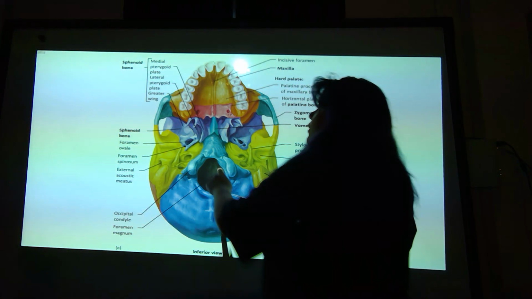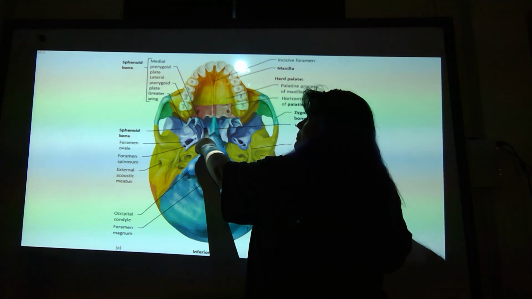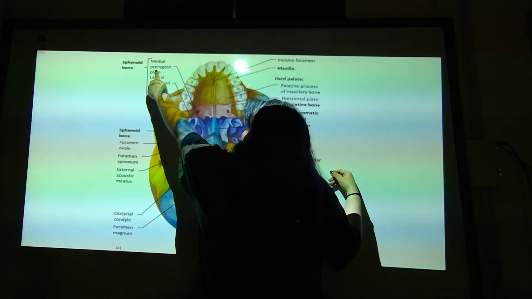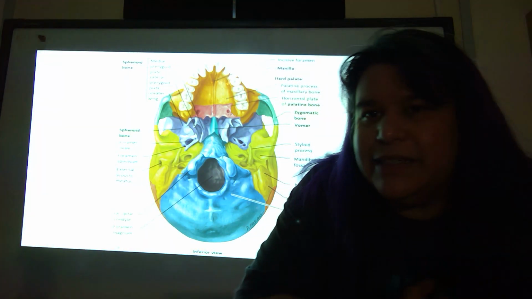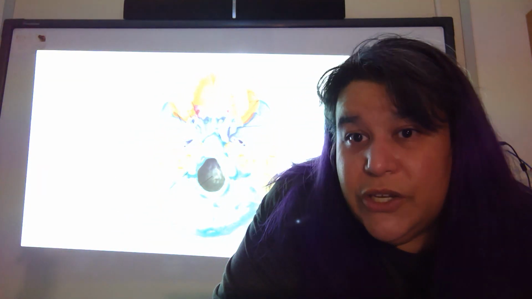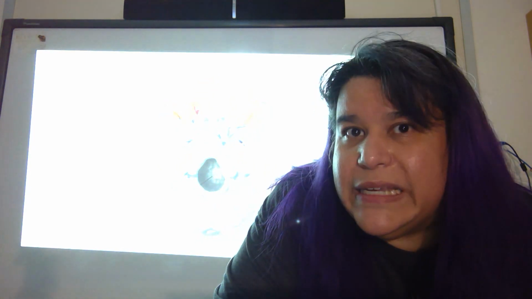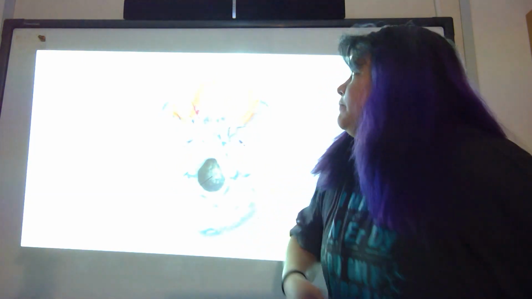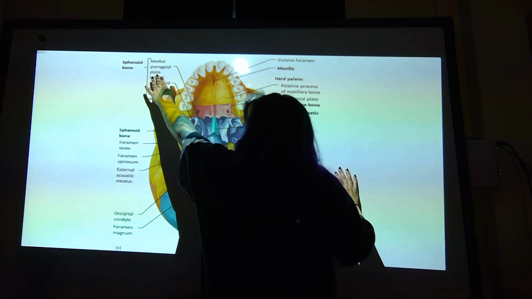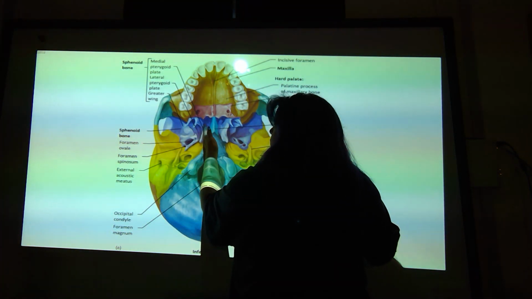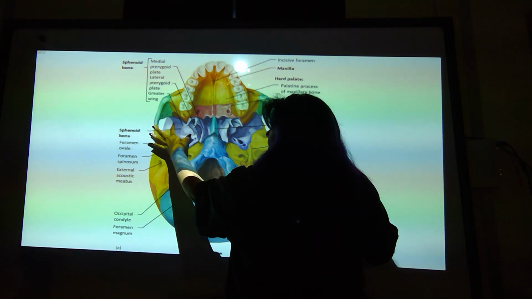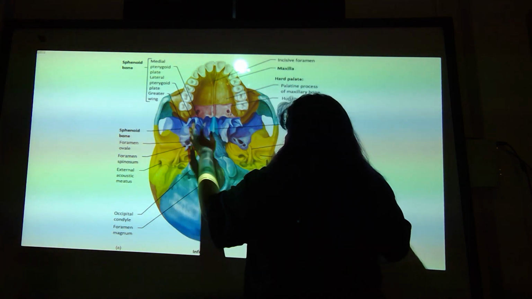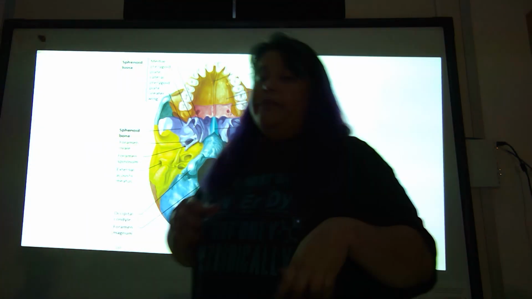So, you've got the medial pterygoid plate. Notice that starts with a P. The P is silent, kind of like saying pterodactyl. You don't say p-terodactyl, you say terodactyl, right? So this is the medial pterygoid plate. This is the lateral pterygoid plate. And then this is that greater wing that we described earlier, just seen from a different angle.